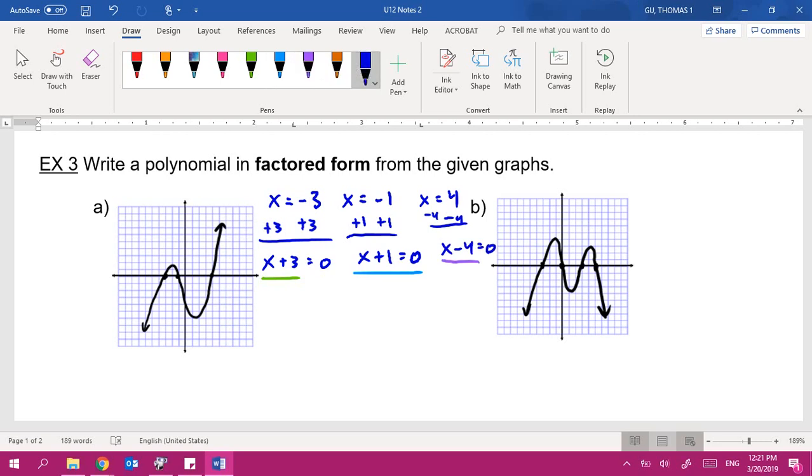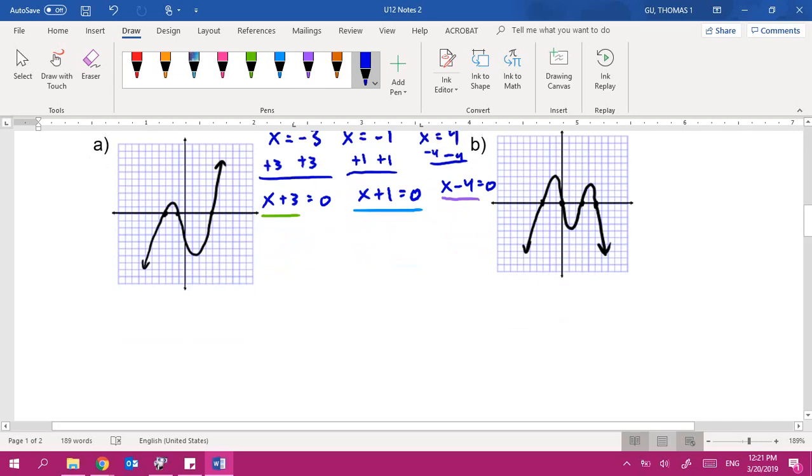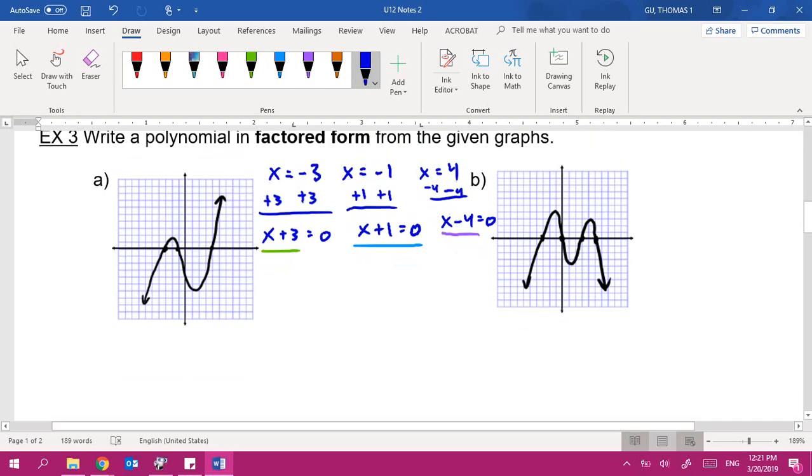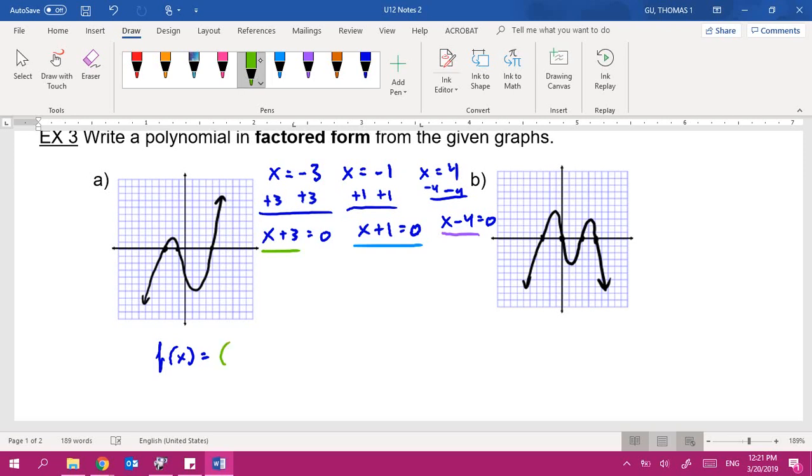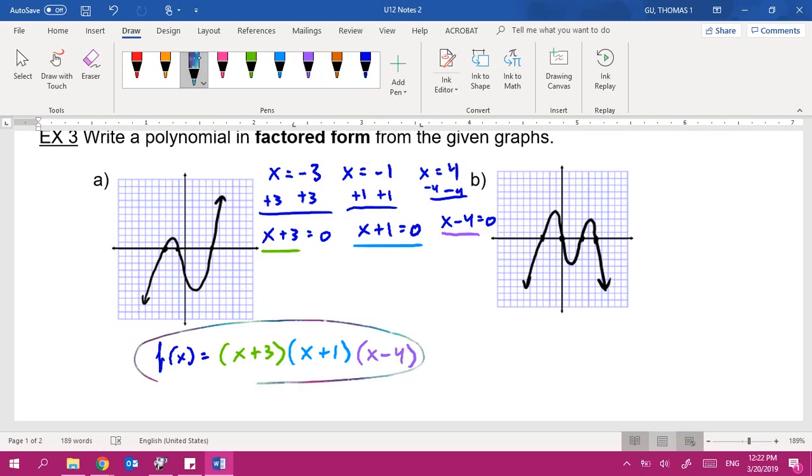Now how do I write the factored polynomial? You do parentheses. Right, so what's my equation going to be? How do you start off a function? F of x equals, parentheses, x plus 3, parentheses, x plus 1, and then... that's right. There you go. And that is your factored form.